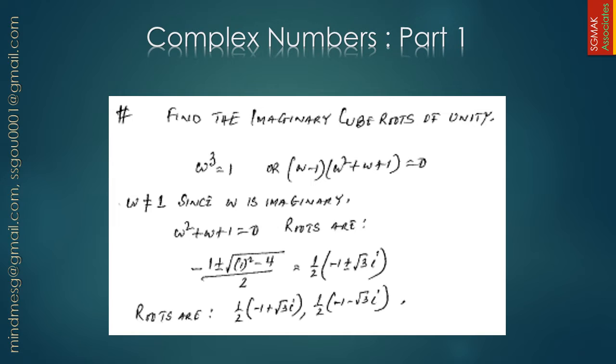The imaginary roots exclude 1. The roots are 1/2 times (minus 1 plus square root of 3i) and 1/2 times (minus 1 minus square root of 3i).